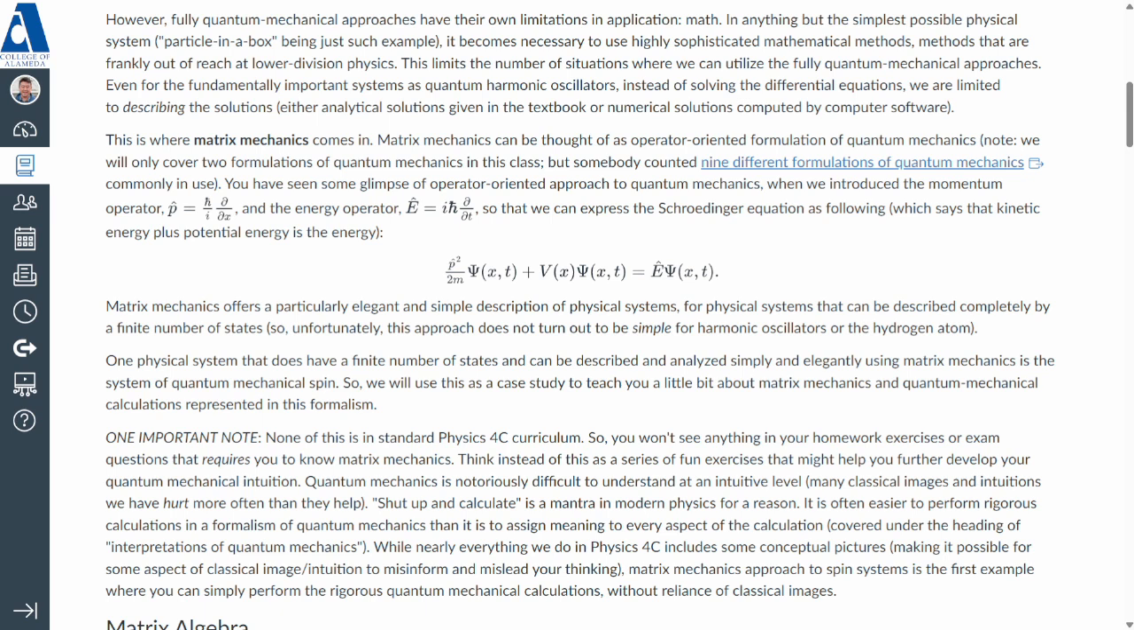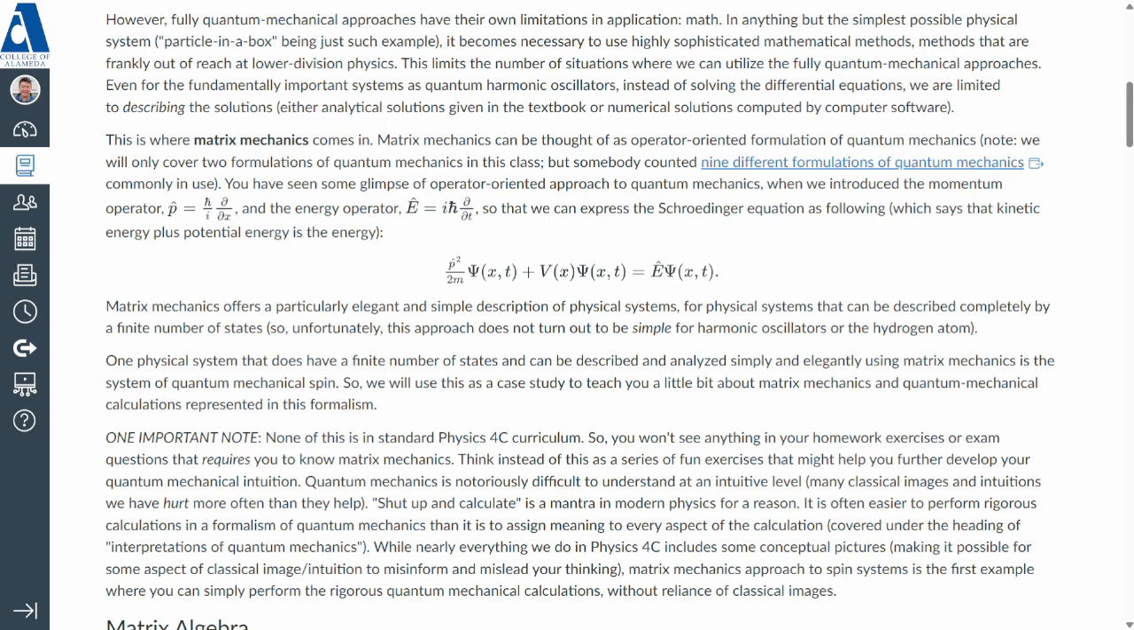The Schrödinger equation is shown on screen. Let me try to read it out. The momentum operator squared over 2m acting on psi of x and time, plus the V of x operator acting on psi of x and time, is equal to the energy operator acting on psi of x and time.